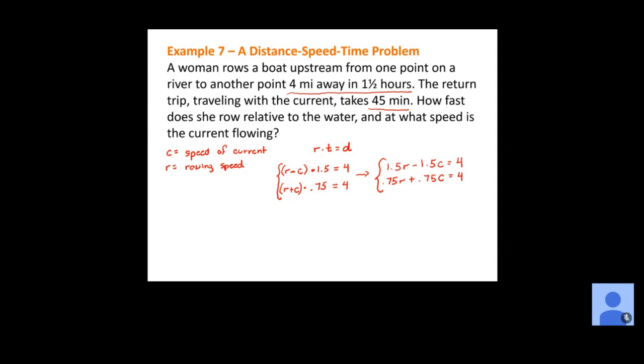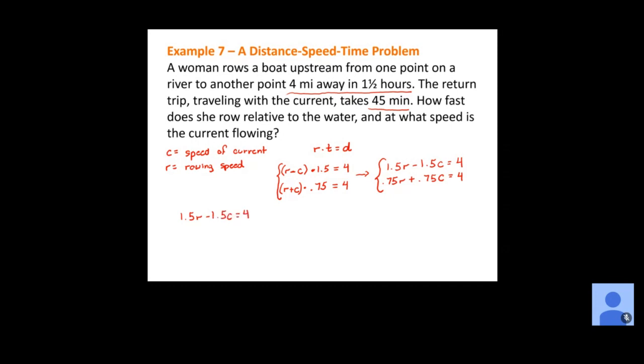Okay, so graphing's fine. So if we do graphing here, which variable, because the thing is we have an R and a C, right? Instead of an X and a Y, it really doesn't matter which one you call your X and your Y, your horizontal and vertical. So which variable do you want to solve for both of these? R, okay. So let's take the first one here. So we have 1.5R minus 1.5C equals 4.